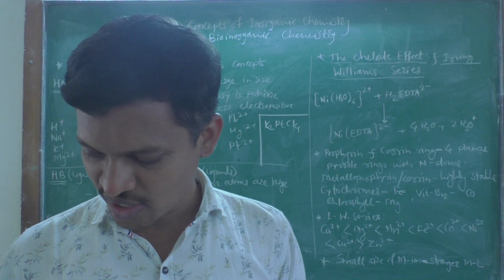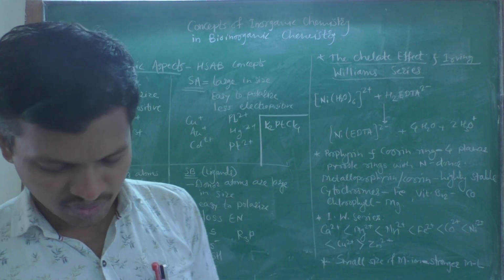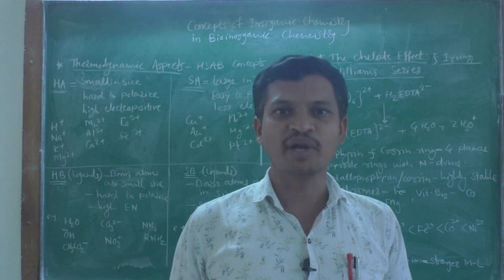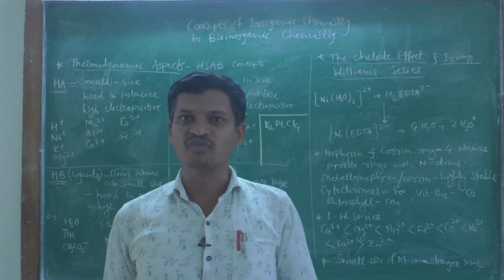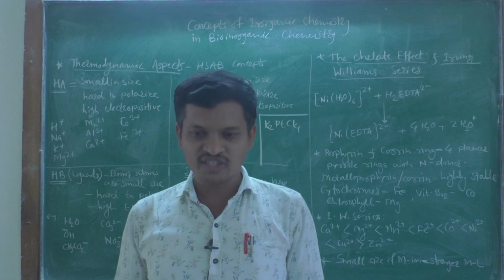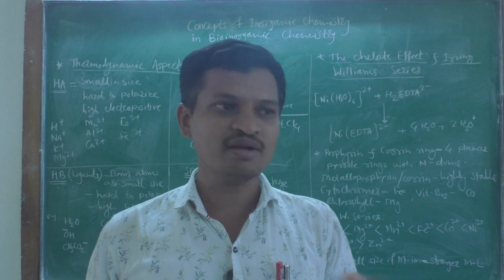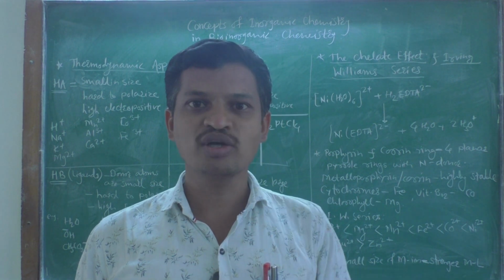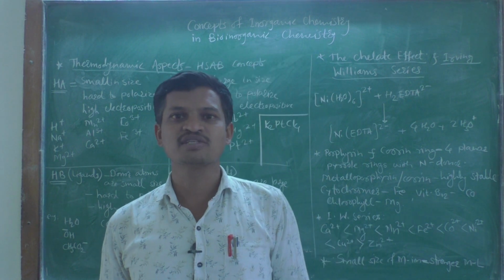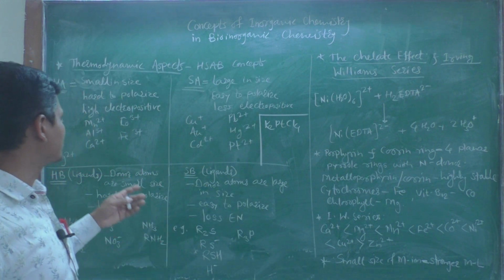Actually, this HSAB concept is very useful in determining the binding ability of any metal cation which is acting as a Lewis acid with any ligand which is acting as a Lewis base. So in coordination chemistry, Lewis acids are nothing but central metal cations that form coordinate bonds with the ligands, and these ligands are acting as Lewis bases. So what are these Lewis acids and Lewis bases? First of all, we will see.